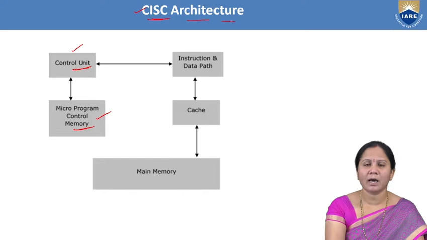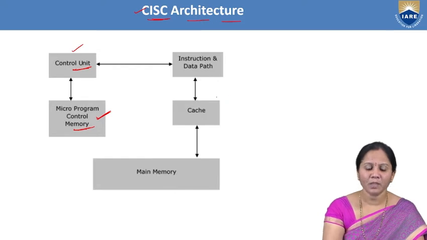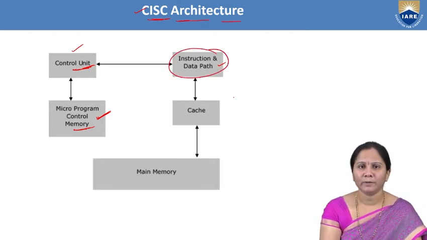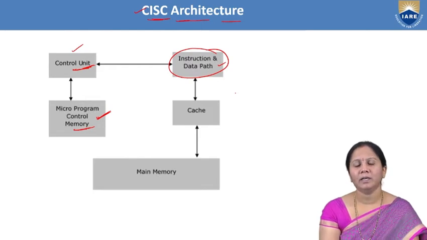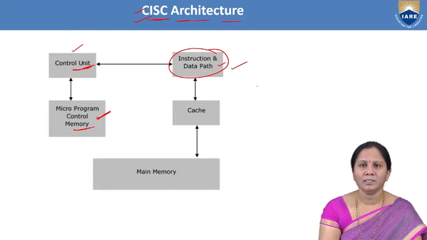Why? Because in the CISC architecture, we will not have a number of registers, so we have to access the memory. That is why here we have the microprogram control memory. This control unit is going to access this memory and the program and data path. In this CISC architecture, the instruction and data path both reside in the same unit. But previously in the RISC architecture, the program memory, that is the instruction unit, is separate, whereas the data path unit is separate. But here in the CISC architecture, both reside in the same unit.